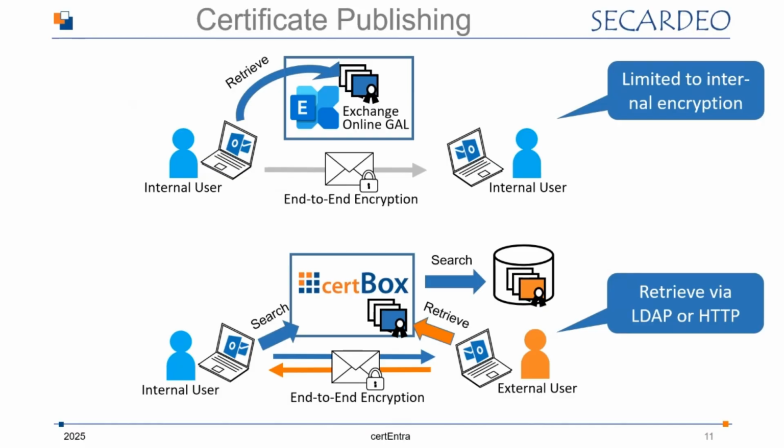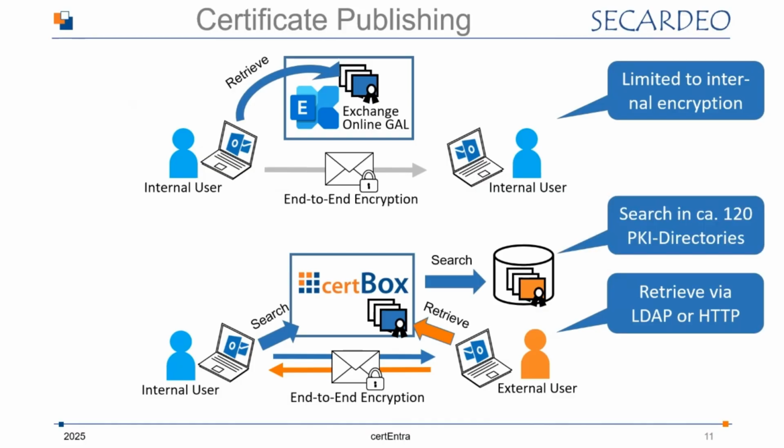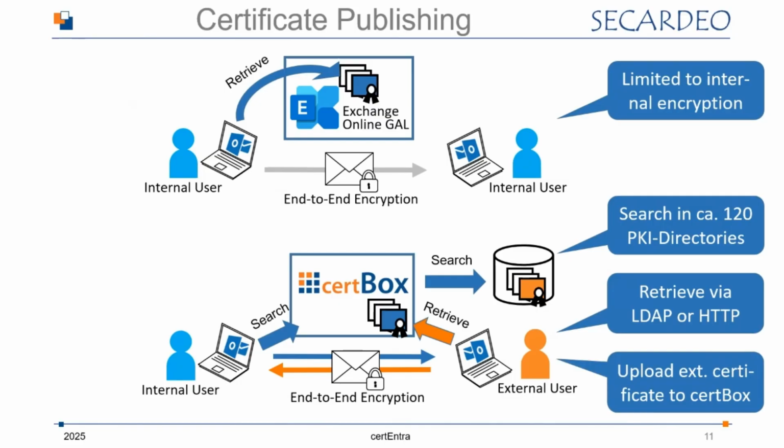The internal user just enters the external email address, and Outlook will initiate an LDAP search to the certbox. The certbox will search in the connected internet repositories for the external partner certificate, return it to Outlook, and Outlook can then easily encrypt. The user has nothing to do with this. He has only to enter the email address, that's it. The certbox will search in more than 120 PKI directories. We will find millions of certificates there.